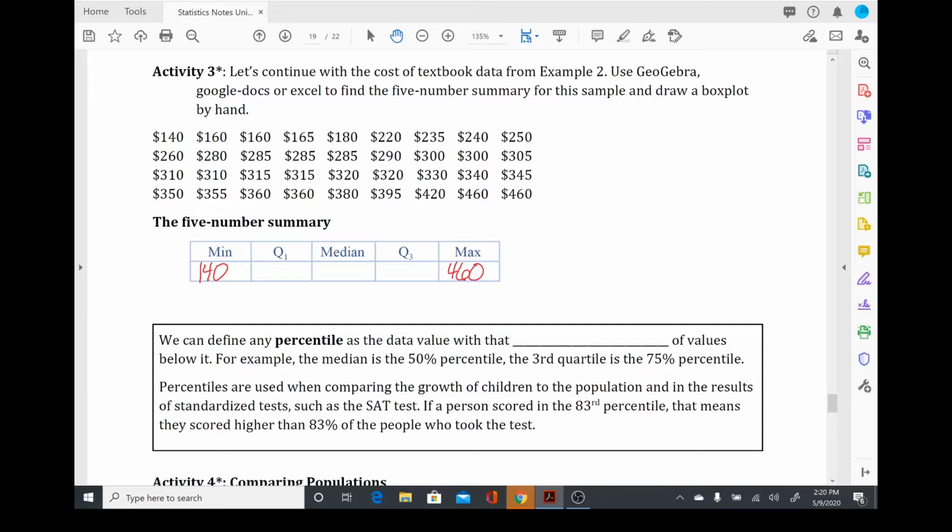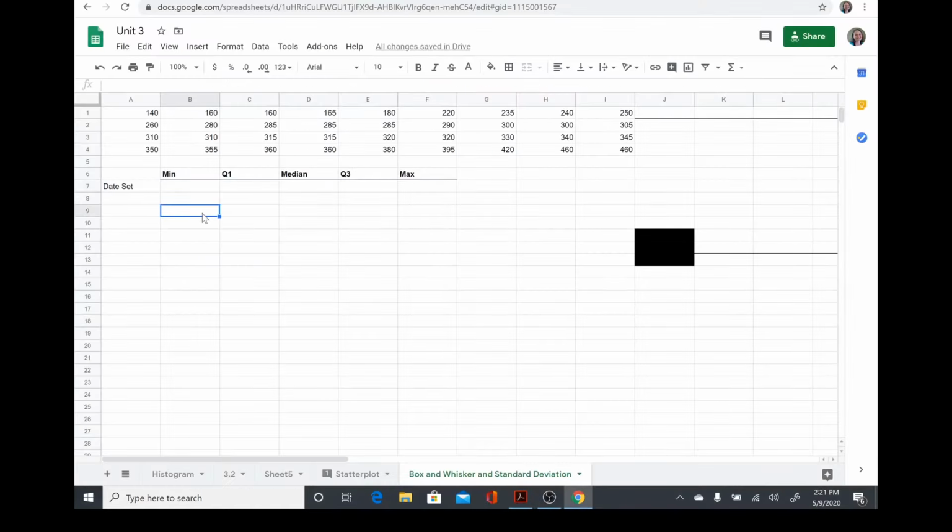It's in order from least to greatest. So the middle, this number and this number here share the middle. So what number is exactly in between 305 and 310? Maybe you don't want to figure that out. That's okay. Let me show you how you might be able to determine this. What I'm going to show you now is how to take a data set that's been entered into a spreadsheet and find the min and the median of it.